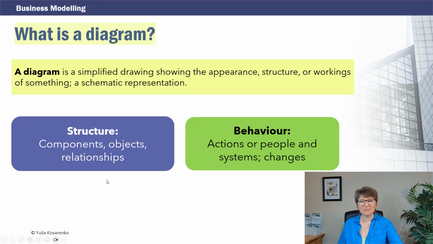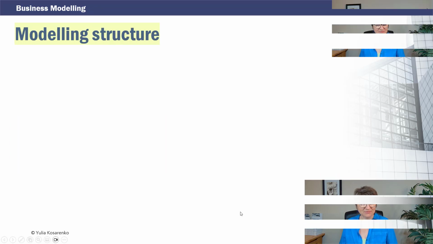When we are talking about structure, we are talking about various components, objects, relationships, or parts of a whole. So your model shows you how that big thing is composed of smaller things and what are the relationships between them. When we are talking about behavior, we are talking about showing how things change with time, showing actions, behavior, steps, and changes. Let's take a look at the examples in each category.